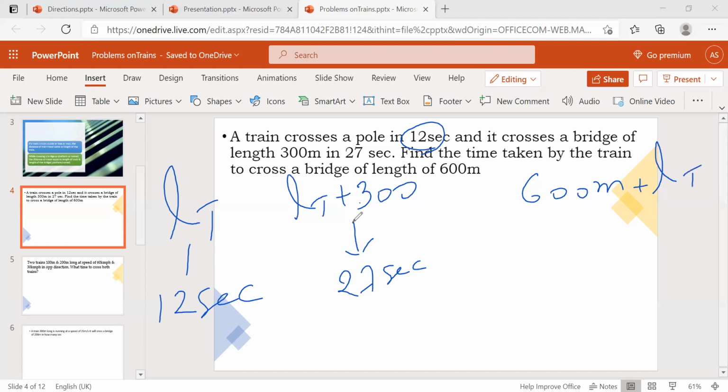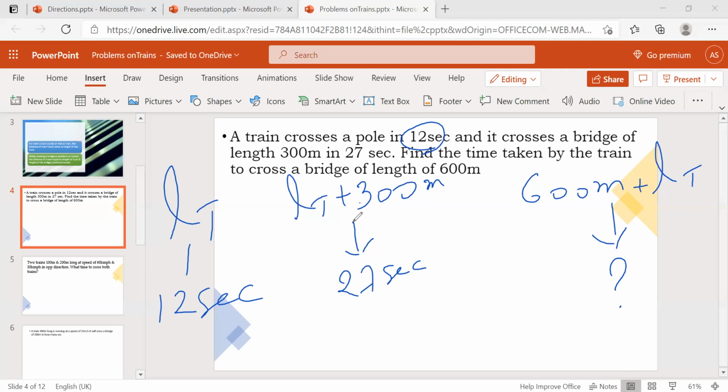Why the length of the train here? Whenever the train crosses a bridge, the bridge length plus the train length will be the distance. How much time are they asking? Now, you know the length of the train takes 12 seconds. Only the length of the train will take 12 seconds. And here, the length of the train plus the 300 meter bridge will take 27 seconds.